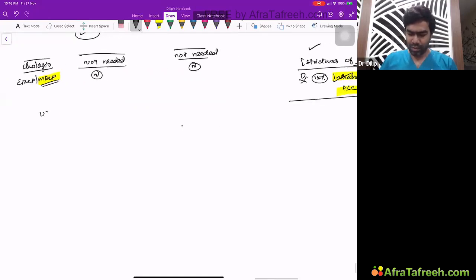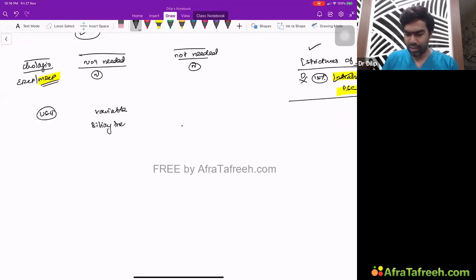And what will be the ultrasound finding? Ultrasound finding is variable here, but the biliary tree will typically be normal. Once again, the finding will be variable. The liver finding will be completely variable, but of course, the biliary tree will be completely normal. You don't see any dilatation of the biliary ducts.